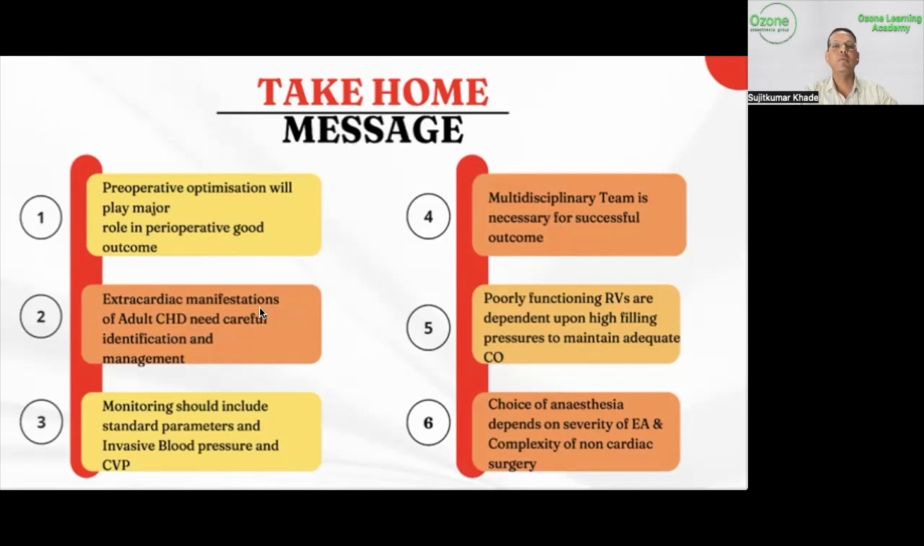A multidisciplinary team is necessary for a successful outcome. Poorly functioning right ventricles depend upon high filling pressure to maintain adequate cardiac output. So in our case, we should remember to maintain a very high CVP, and for that, we need to monitor CVP. The choice of anesthesia depends on the severity of Ebstein anomaly and the complexity of the non-cardiac surgery. So not only the severity of the disease, but you should also consider what type of surgery we are going to perform and what type of anesthesia we need for this patient.